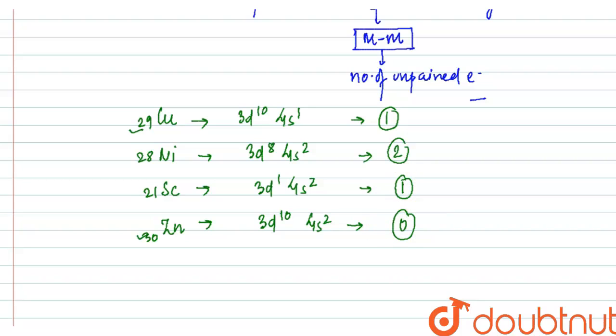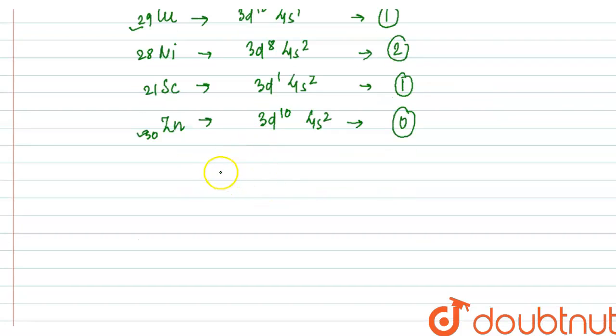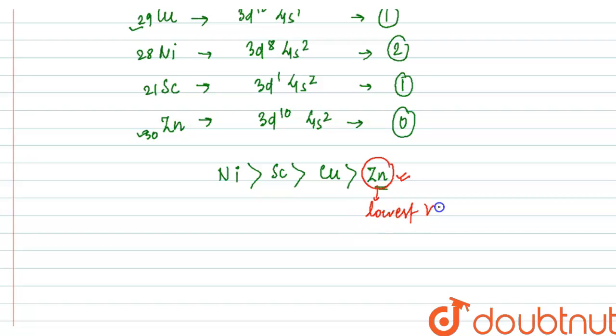So if we have to write down, then I can say that nickel will have the highest or the strongest metal-metal bond. Then we can write down scandium, then copper, and at last zinc. So zinc will have the weakest metal-metal bond here. So having said that, now I can say that it will have the highest volume, right?